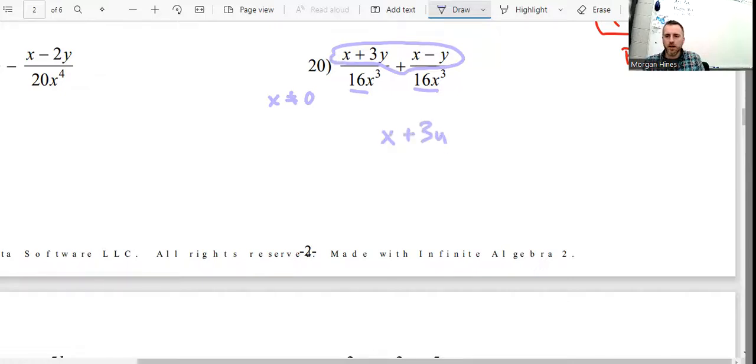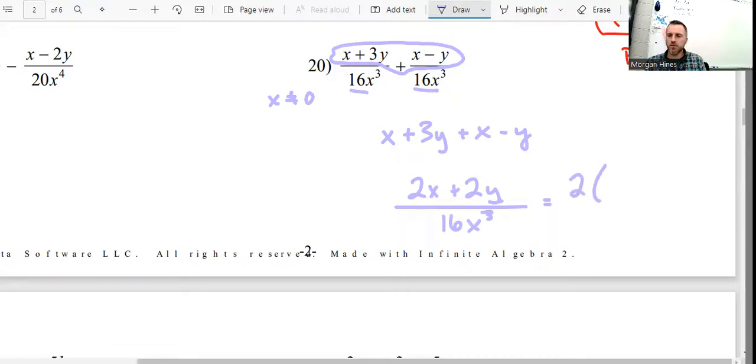X plus 3y plus x minus y. X plus x is 2x. 3y minus y is 2y. All of that over 16x cubed. And can we simplify this anymore? Can we divide the x's out? What can we do? Well, in the numerator, do we have any common factors? Yep, 2. So we can divide both those things by 2 and show that if we want to get back to this part, we just have to do 2 times x and then 2 times y. All that's divided by 16x cubed.